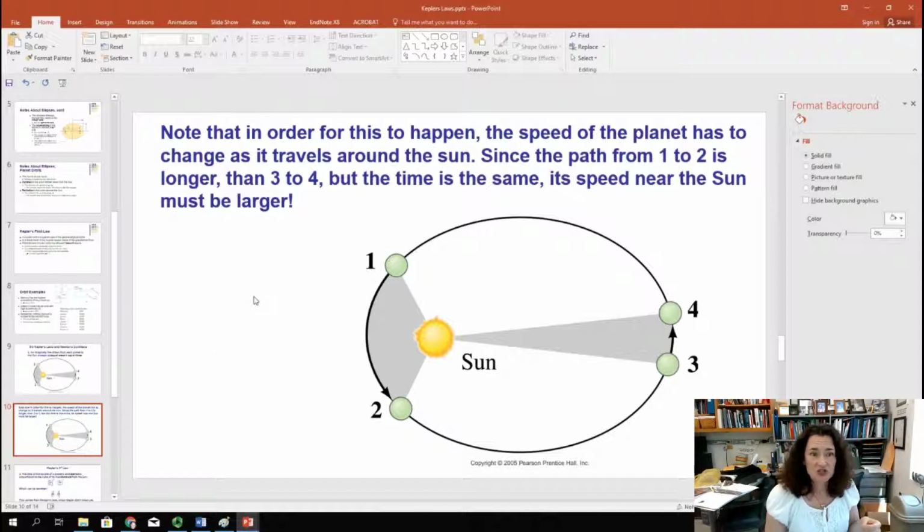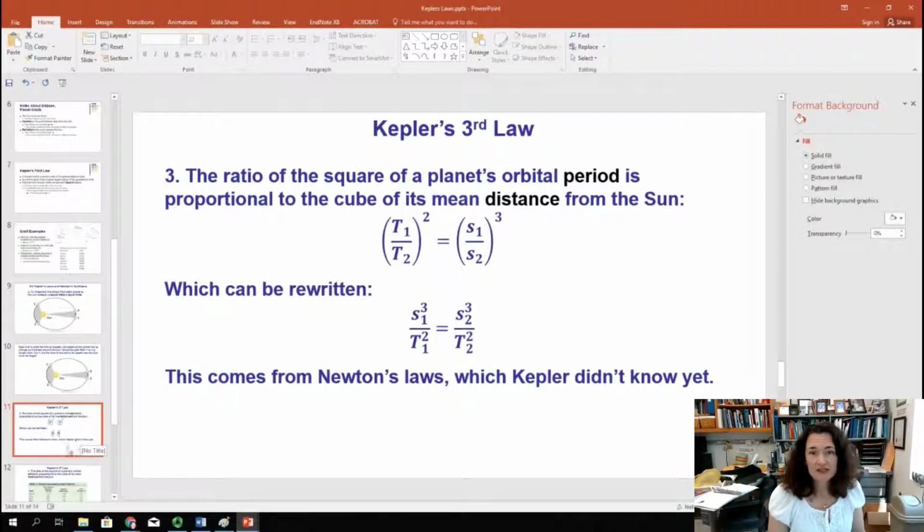Since the path from 1 to 2 is longer than the path from 3 to 4, but the time is the same, the planet is faster near the Sun in its orbit than it is when it's further away, and it travels slower. All right? This is actually a consequence of the conservation of angular momentum, which we haven't covered yet. So when we talk about angular momentum, maybe we'll revisit this idea so that you can understand it a little bit better. But for now, let's talk about Kepler's third law.